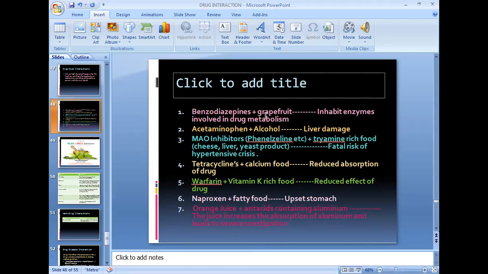Benzodiazepine, when taken with grapefruit juice: there will be inhibition by grapefruit juice of the enzyme required for benzodiazepine metabolism. So there will be increased availability of such drug, so the chances of toxicity will be increased. In the case of acetaminophen and alcohol interaction, there will be liver damage because both have a toxic effect on the liver.